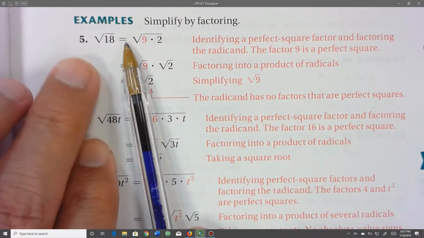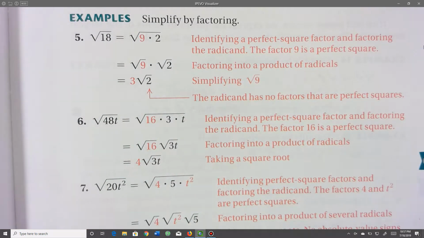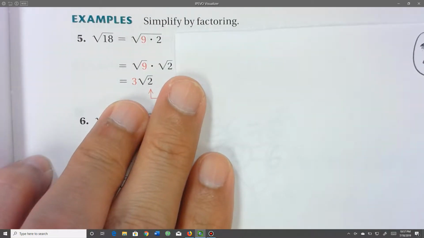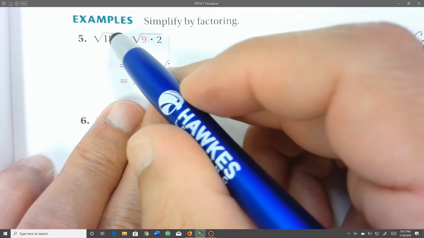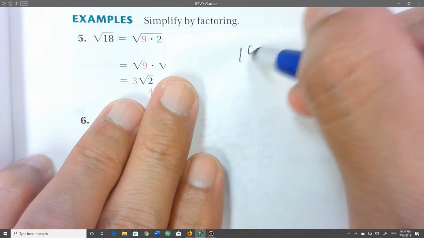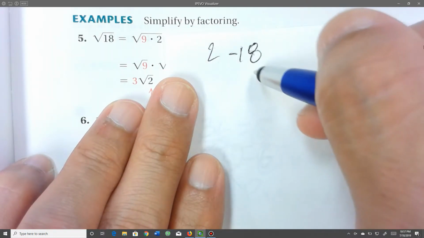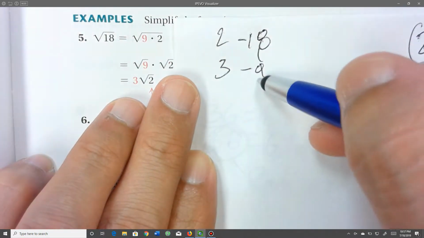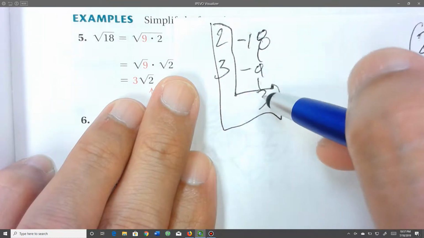See here, if you didn't know, let me fold my paper here. And if you didn't know that 9 was a perfect square and it was a factor of 18, we'll just go ahead and get all the factors of 18. Okay, that's 2. 18 divided by 2 is 9. 9 divided by 3 is 3. So all your factors are 2, 3, and 3.